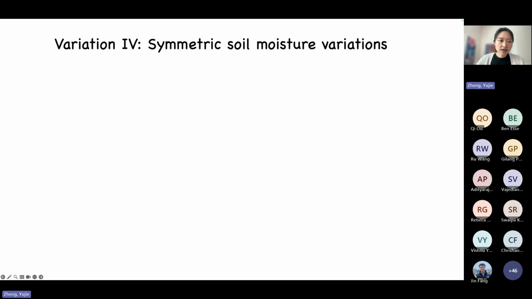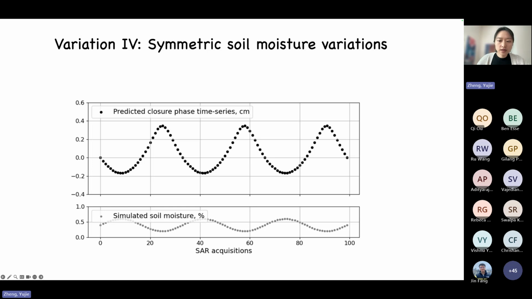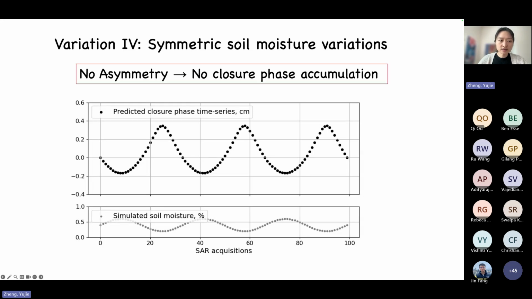Okay, so the last simulation. In all previous cases, we have tested asymmetric moisture anomalies, either rapid wetting followed by slow drying or vice versa. Now we test a purely symmetric moisture variation. In this experiment, you see that soil moisture varies periodically and symmetrically in time. And the predicted closure phase time series is also periodic. So there is no cumulative bias. This confirms that cumulative closure phase really arises from temporal asymmetry in moisture evolution.